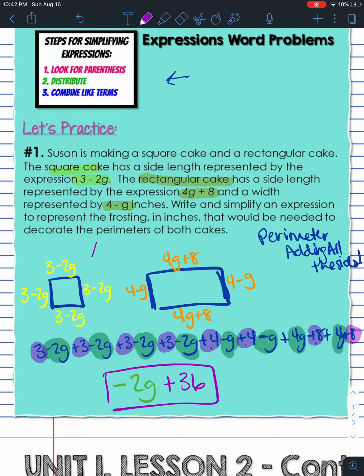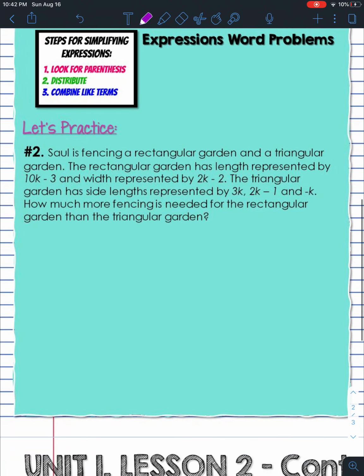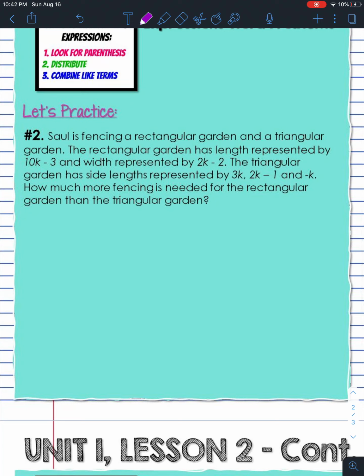So perimeter means I'm adding up all the sides. I wanted to make sure I labeled my picture. The important things here are label your picture. Make sure you label all 4 sides. If you only label 2 sides, then you might forget to add those other 2 sides, okay? So that's important when we are finding perimeter.